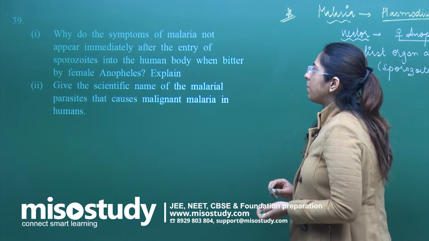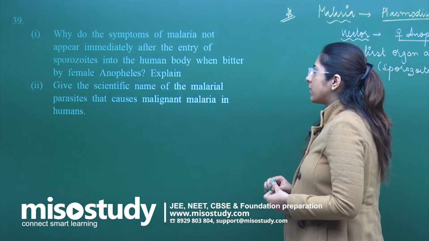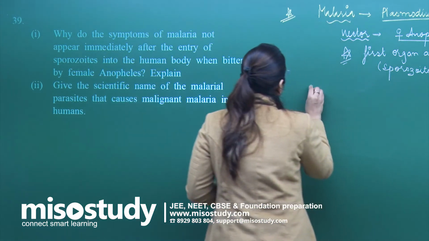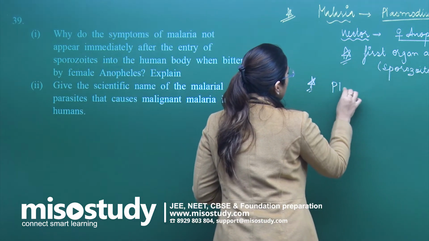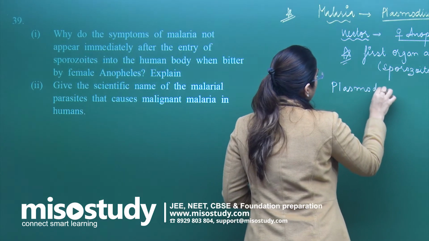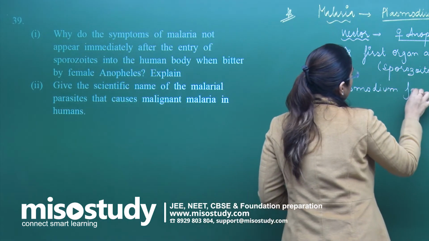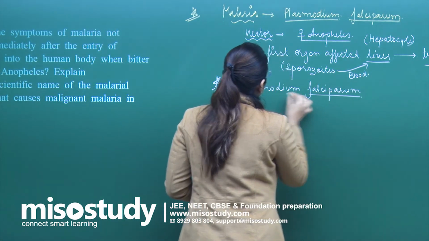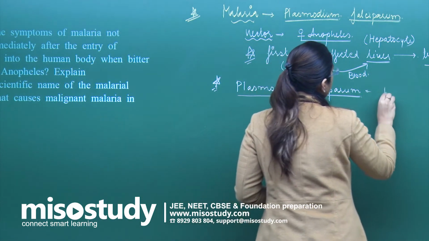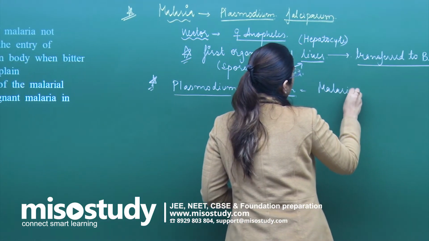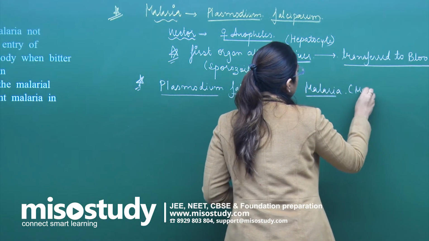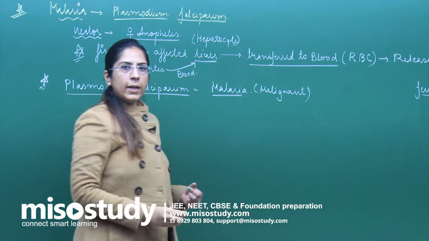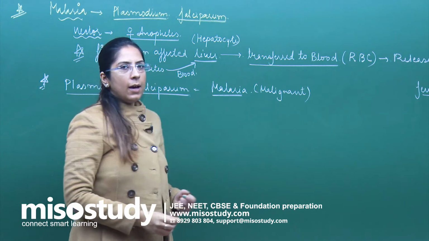Let's talk about the second part. Give the scientific name of the malarial parasite that causes malignant malaria in case of human. So for this, the correct answer you have is Plasmodium falciparum. Plasmodium falciparum, it causes malaria. Which malaria? Malignant. Right? Is it fine? So note this down, I'll be back.